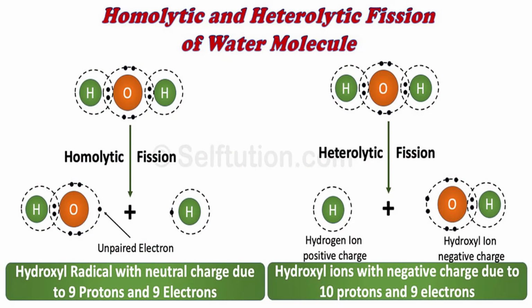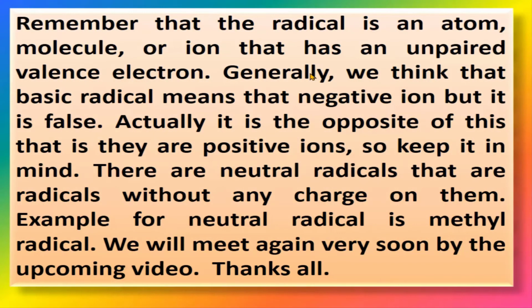Remember that a radical is an atom, molecule or ion that has an unpaired valence electron. Generally, we think that basic radicals mean negative ions, but it is false. Actually, it is the opposite of this. That is, they are positive ions. So keep in mind, there are neutral radicals, that is, radicals without any charge on them. An example of a neutral radical is the methyl radical.